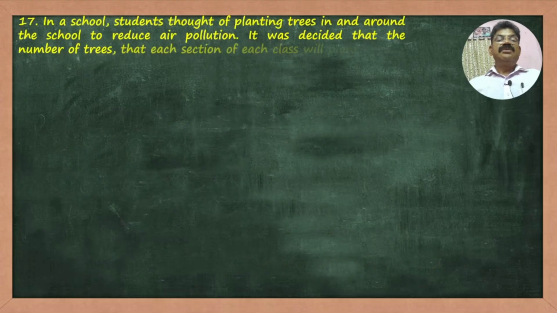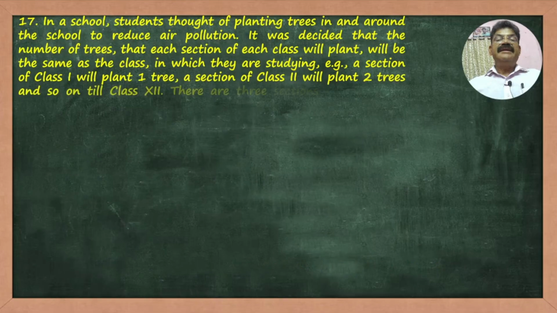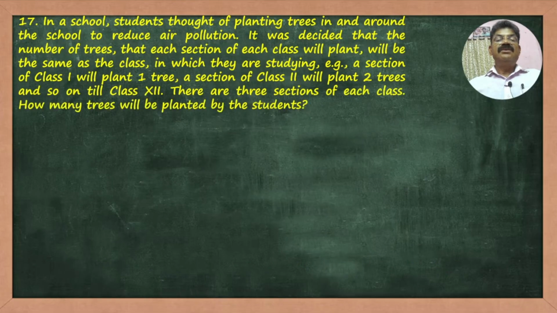17th problem. In a school, students thought of planting trees in and around the school to reduce air pollution. It was decided that the number of trees that each section of each class will plant will be the same as the class in which they are studying. For example, a section of class 1 will plant one tree. A section of class 2 will plant two trees and so on till class 12th. There are three sections of each class. How many trees will be planted by the students?